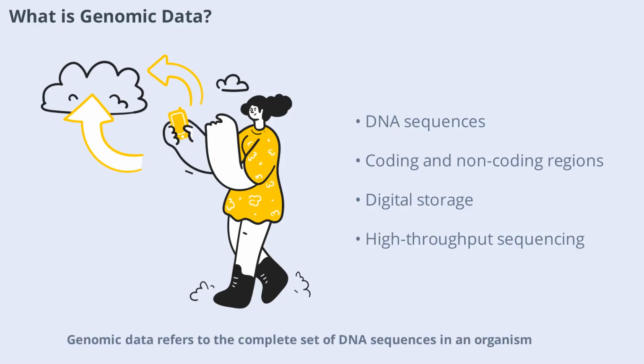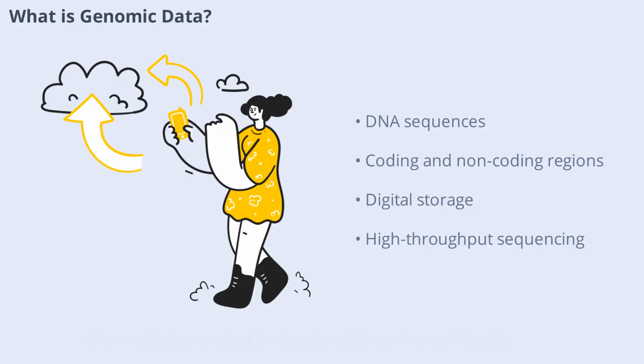Genomic data refers to the complete set of DNA sequences in an organism. This includes not just the genes that code for proteins, but also non-coding regions that play regulatory roles. With the advent of high-throughput sequencing technologies, scientists can now generate massive amounts of genomic data quickly and affordably. This data is stored digitally, often requiring specialized databases and software for management. Understanding what constitutes genomic data is the first step in appreciating the complexity and potential of genomic research.